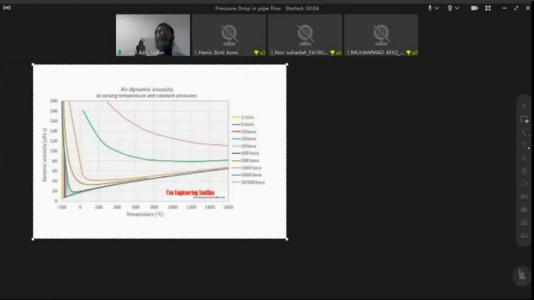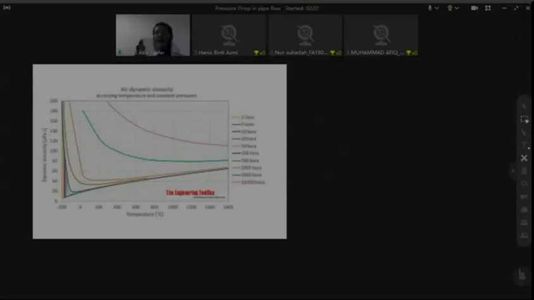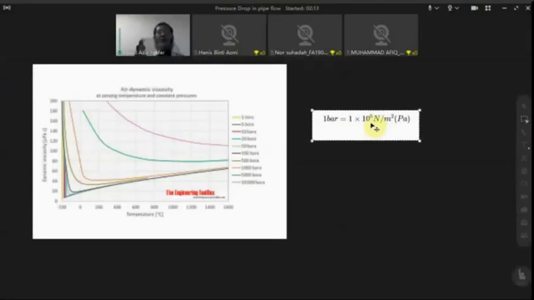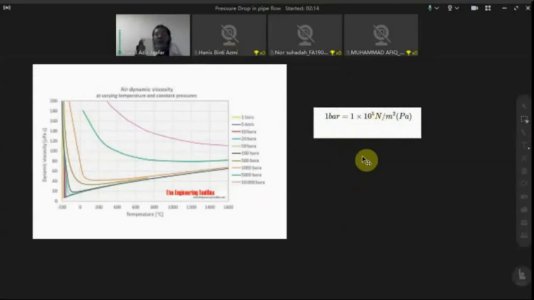And the unit for pressure in the plot is bar. So 1 bar is equal to 1 times 10 to the power 5 Newton per meter square, or you can use Pascal. 1 Pascal equals 1 Newton per meter square.